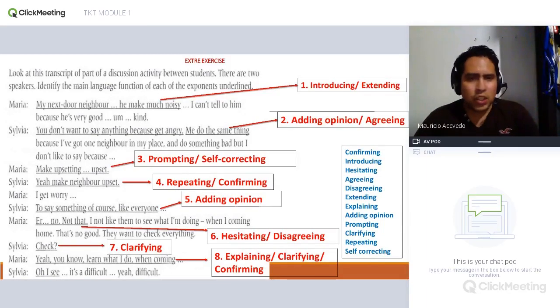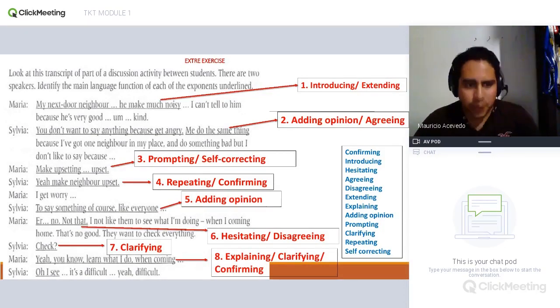Why? Because he says "know that," so that means that the person doesn't want to do that or doesn't want to say that. So in this case, you don't have an agreement. And hesitating at the beginning says, like, well, you don't know the answer, right? Number seven, "check." So you want to clarify that. "Check, really? Uh-huh." And finally, number eight, "yeah, learn what I do when coming."